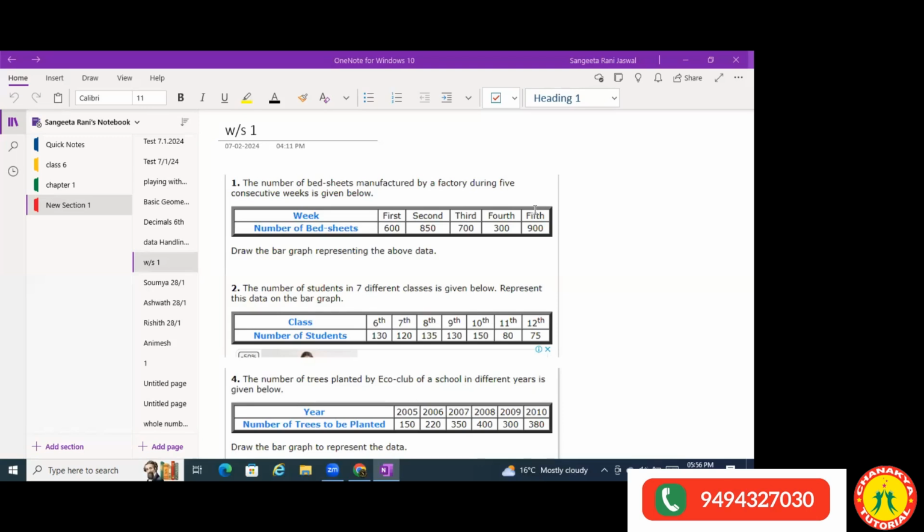Ma'am, what should we do? Ashwat, you have to read the first question. First question we are doing. The number of bed sheets manufactured by a factory during 5 consecutive weeks. Consecutive week means week one after the other. And this is the data given. Draw a bar graph representing the above data. So you have to represent this data in the form of a bar graph. Can you do it? Try.